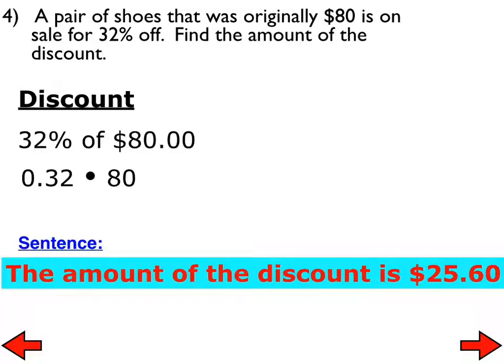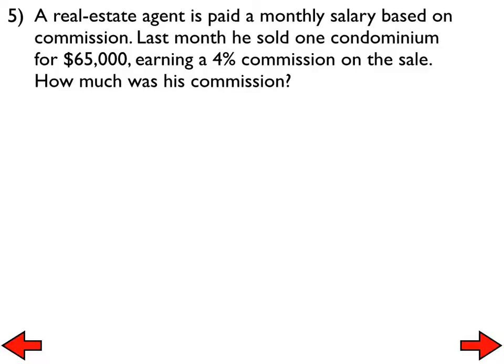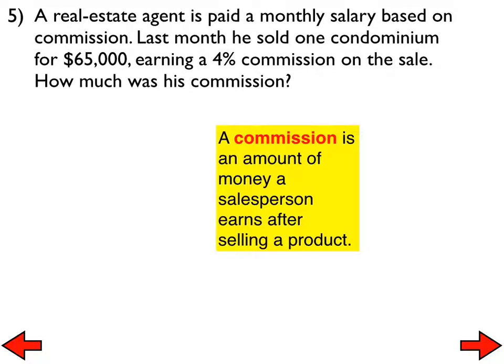Backside of your notes, please. Yesterday, we talked about commission. Once again, you have a spot you need to fill in your notes. Commission is an amount of money a salesperson earns after selling a product. Some salespeople, like car salesmen or people who sell homes, typically, not always, earn commission to add on to the amount that they already earn working in that job. In this one, we're trying to figure out how much was the commission.